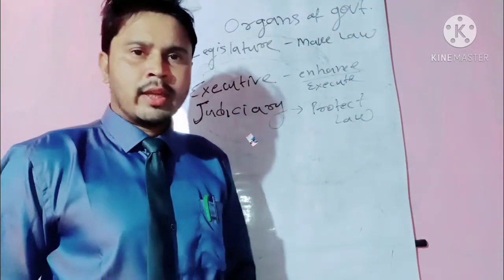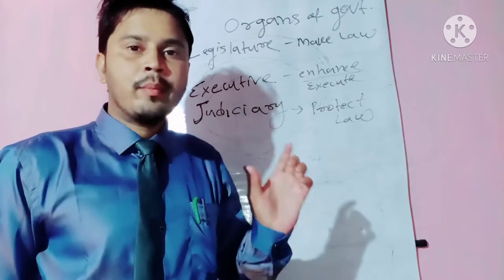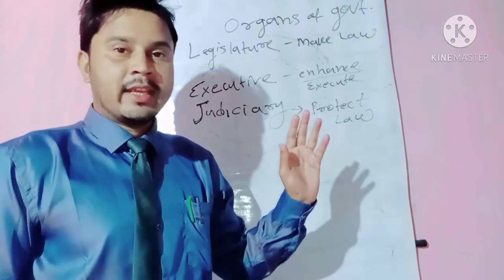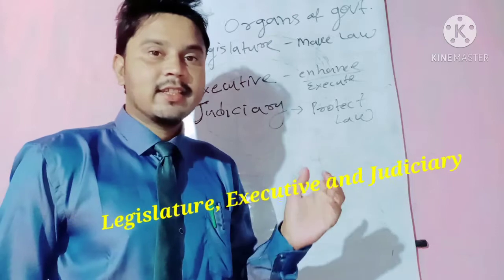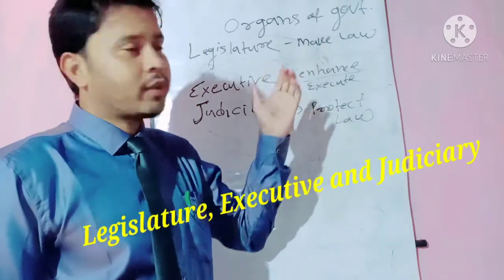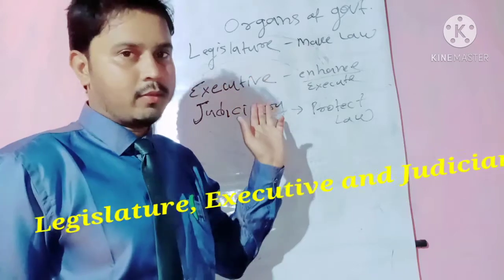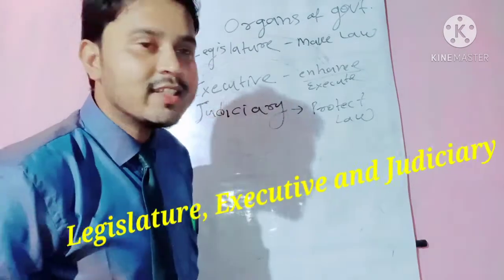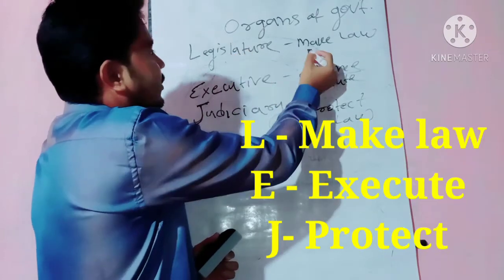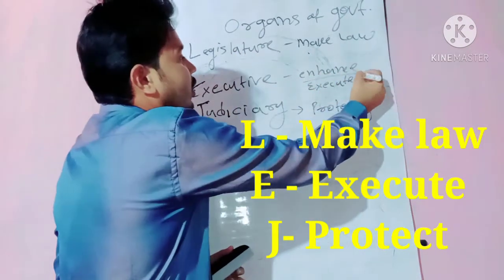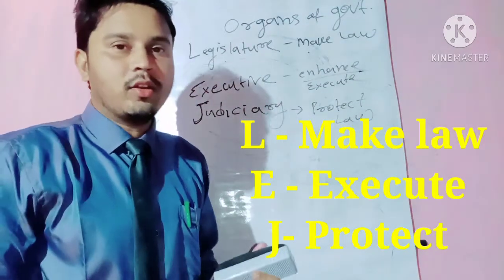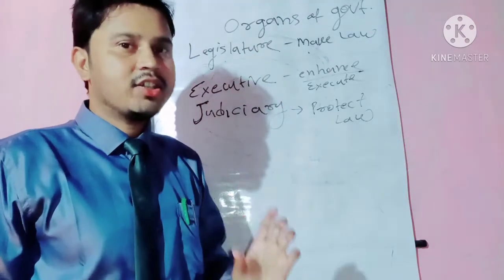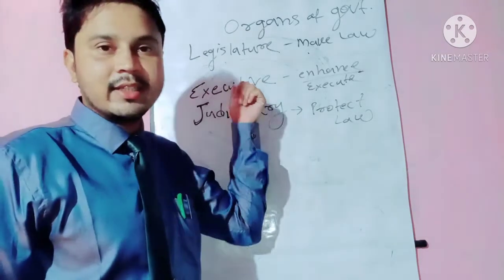So there are three levels of government in India: union government, state government, and the local self government. As we know, our Indian government follows the parliamentary form of democracy. So here the power of the executive and the legislature are mixed. But still there are three organs of our government: legislature, executive, and judiciary. The legislature makes the law, the executive executes or enforces the law, and the judiciary protects the law. In India, the PM and the council of ministers are the legislature head, and the president is the executive head.